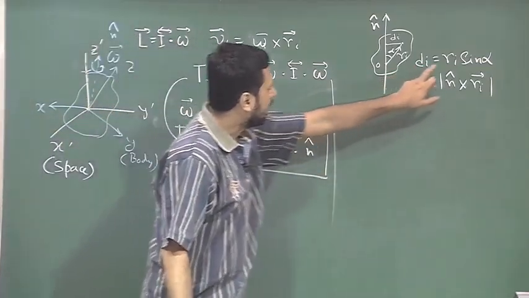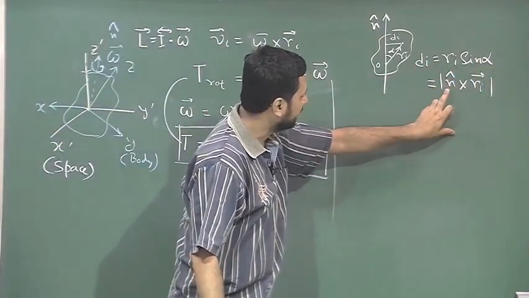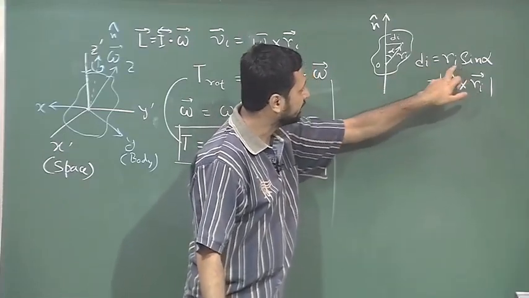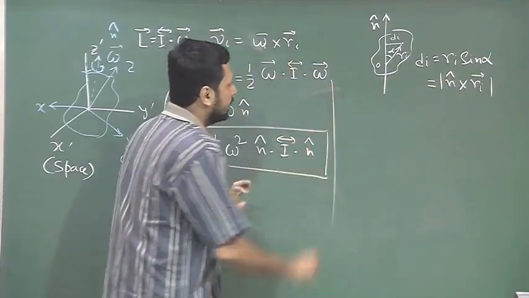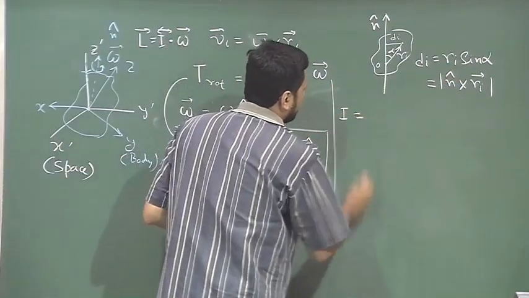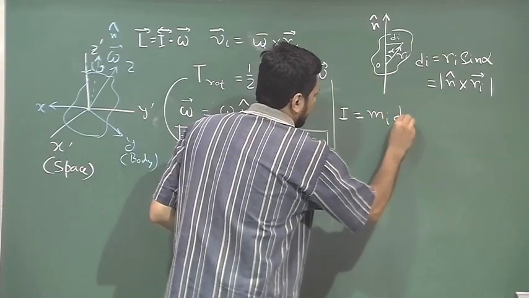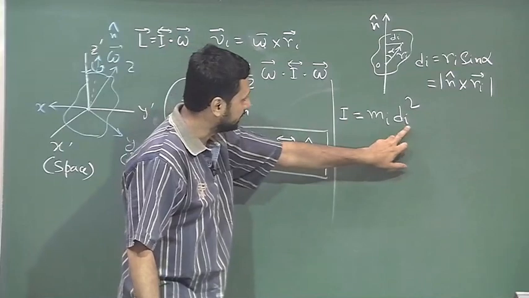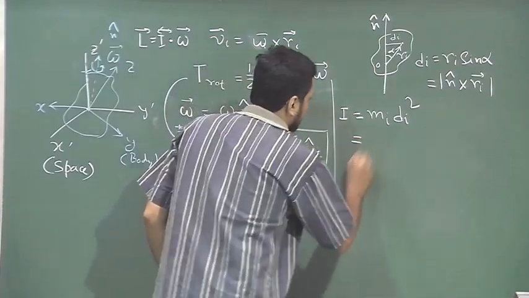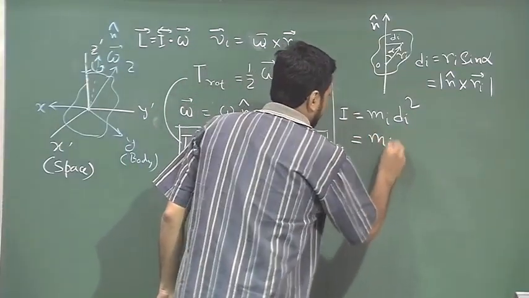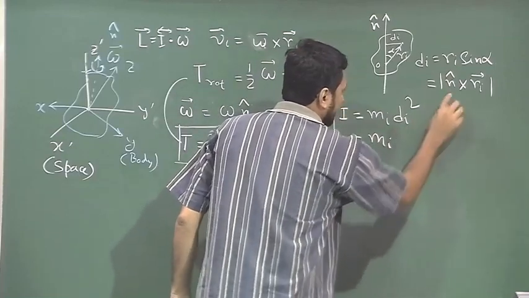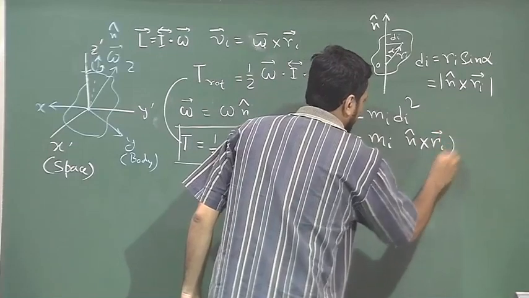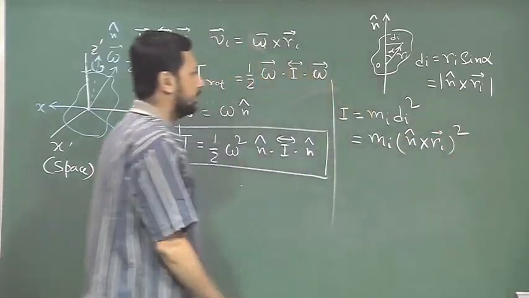Instead of writing Ri sin alpha, we can just write it as the magnitude of n cap cross Ri, which will be once again Ri sin alpha, right. So, I by definition is the summation of mi di square. Please remember that there is a summation convention, that means summation is running over this index i, so mi di square is mi times n cap cross Ri square, right.